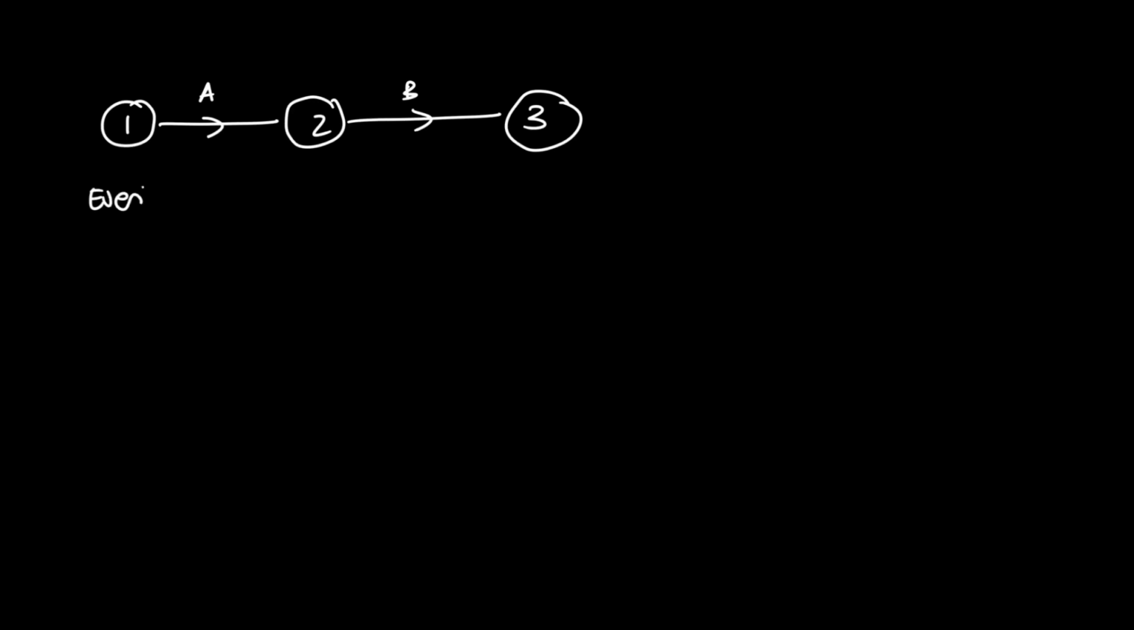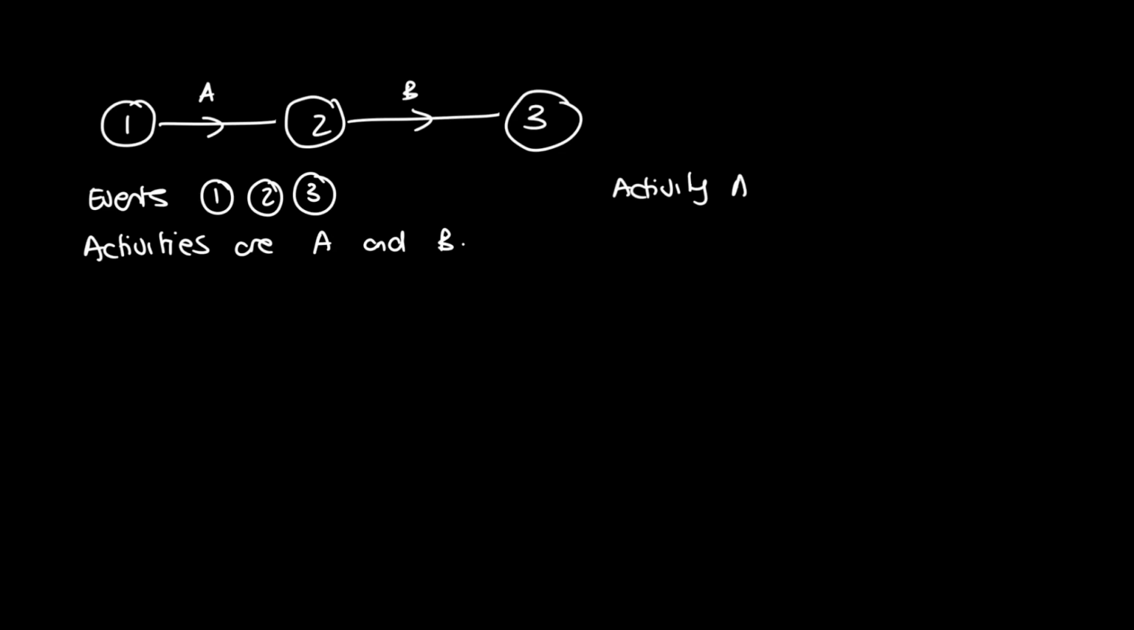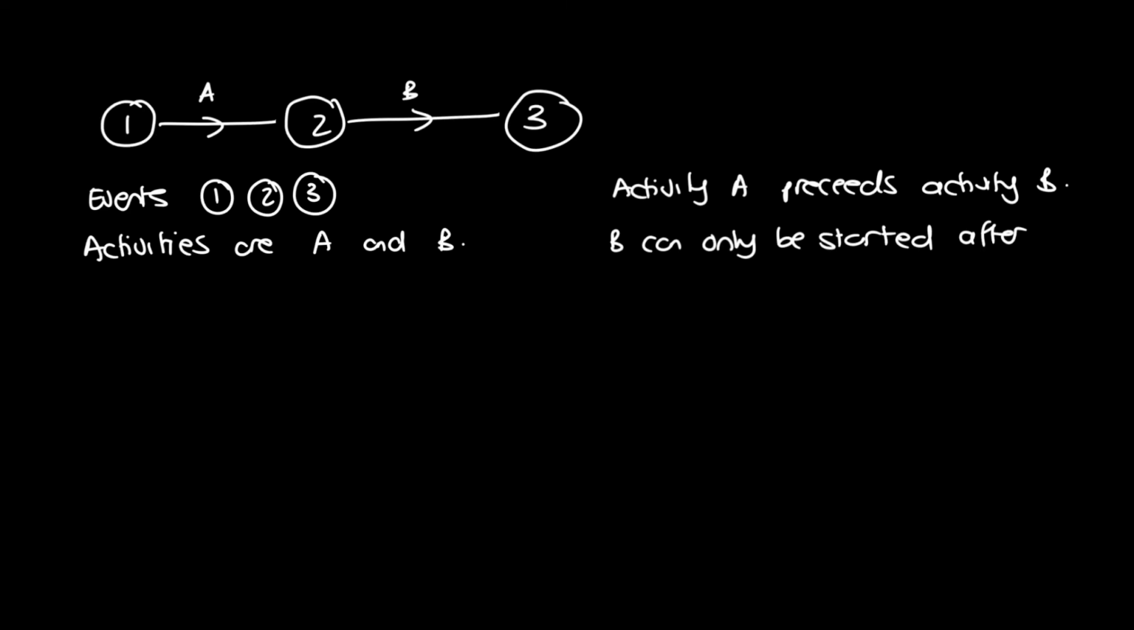So the events are 1, 2, and 3, and the activities are A and B. Now, if we look at this, we can say that activity A precedes activity B. And what that means when we interpret it is that B can only be started after activity A is finished.